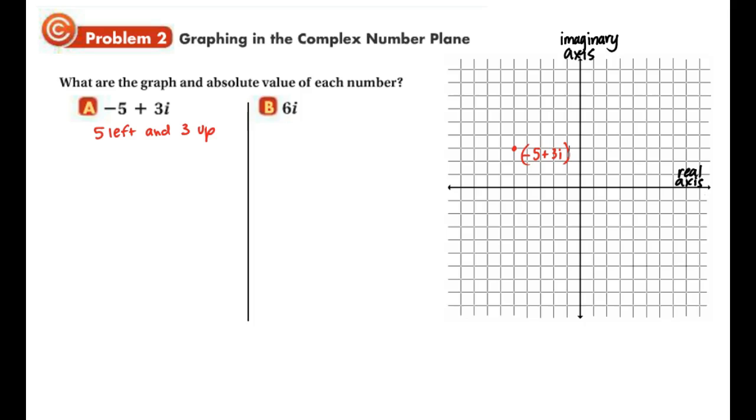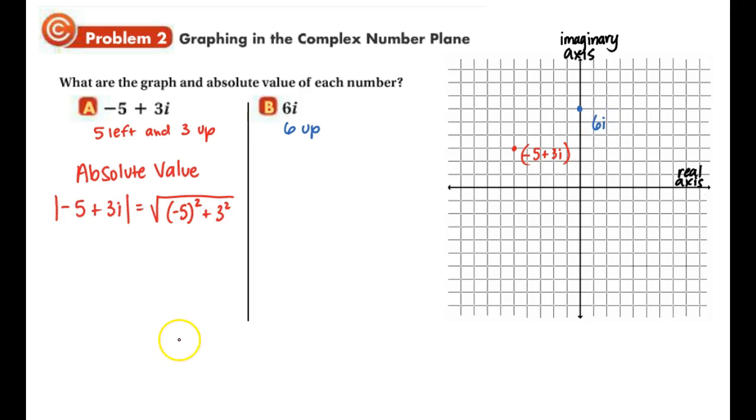Now let's graph 6i. You may have noticed that there is no real part to this, so essentially we have 0 in front, so 0 plus 6i. That means we do not have to go left or right at all. And since it's a positive 6i, that means we're going to be counting 6 units up from the origin. So this would be the location of the number 6i.